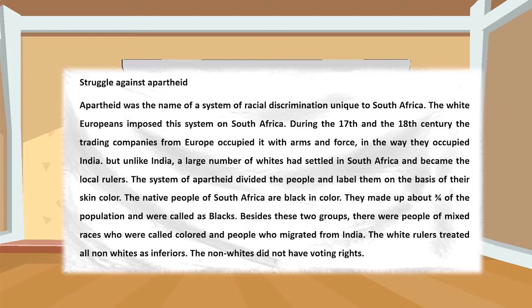They introduced this system of apartheid which divided the people into different categories based on their skin color. The South African people with black skin were classified as blacks. They constituted about 3/4 of the population. The mixed population was called colored people. These European white rulers considered all the other races as inferior. They were not given equal rights, including the absence of voting rights.